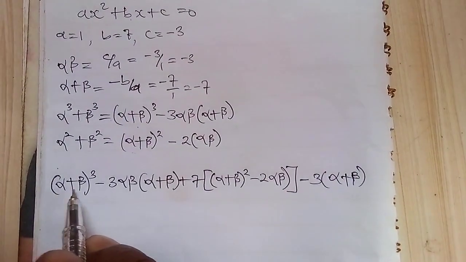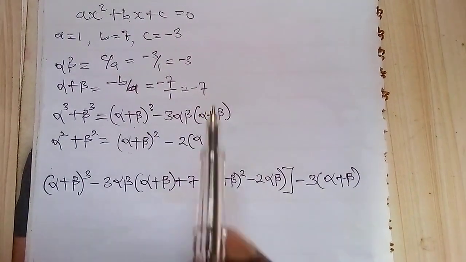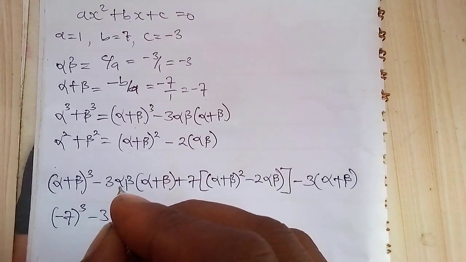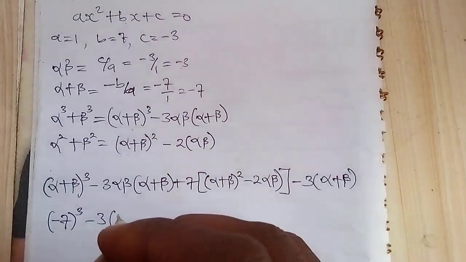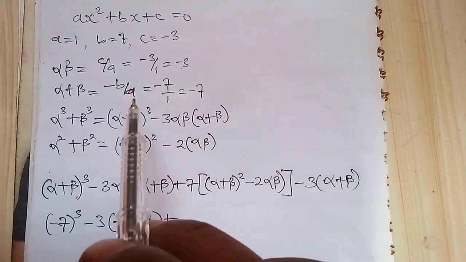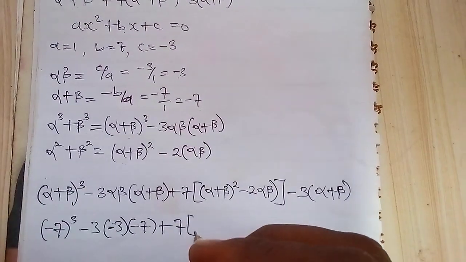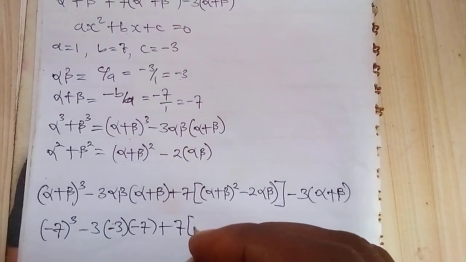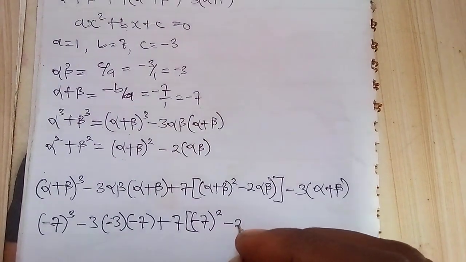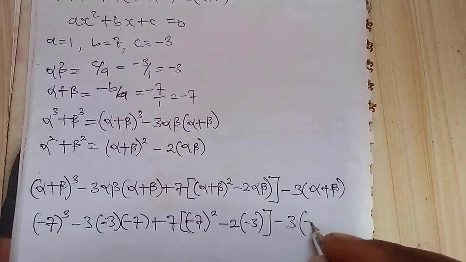We can now replace them. Alpha plus beta, we said it is minus b over a, and we evaluated that to get minus 7. So we can replace this and say minus 7 cubed, then minus 3 into alpha times beta, we got it to be minus 3. So we replace it as minus 3. Alpha plus beta is minus 7, so we say minus 7. Plus, we have plus 7 into alpha plus beta squared, which is here. We'll say alpha plus beta squared is minus 7 squared minus 2 times alpha times beta, which is minus 3. Then we replace this minus 3 into alpha plus beta, which is minus 7.